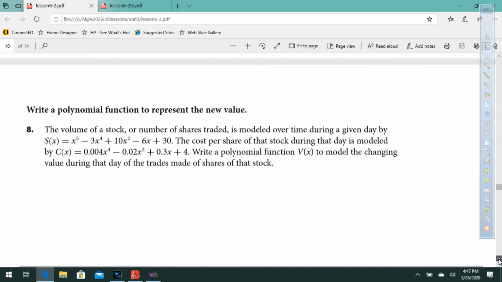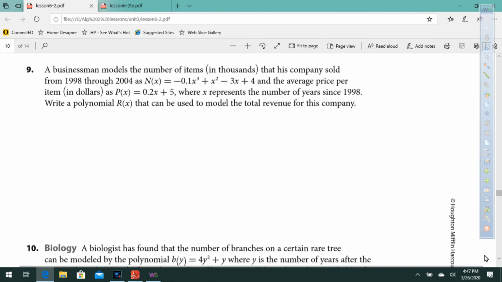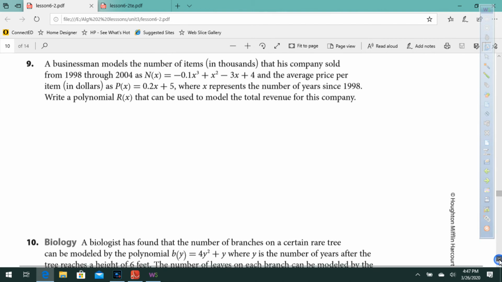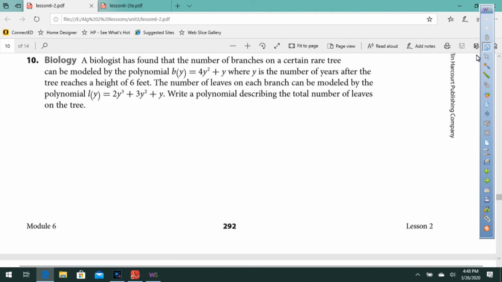Number 8, we're going to skip 8. We're going to skip 9. I like to do those in class, not so much here. Let's try a word problem.